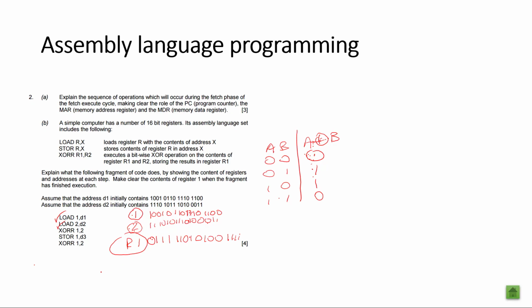Okay. Then what we've done, now we've done that, we've stored its contents back in register 1. We're going to store 1 D3. So store R, so we're going to store register 1 in address X, so D3. That means we're going to copy what we've just done into D3. So 1, 2, 3, 4, 5, 6, 7, 8, 9, 10, 11, 13, 14, 15, 16. So 16, that gets copied into D3.